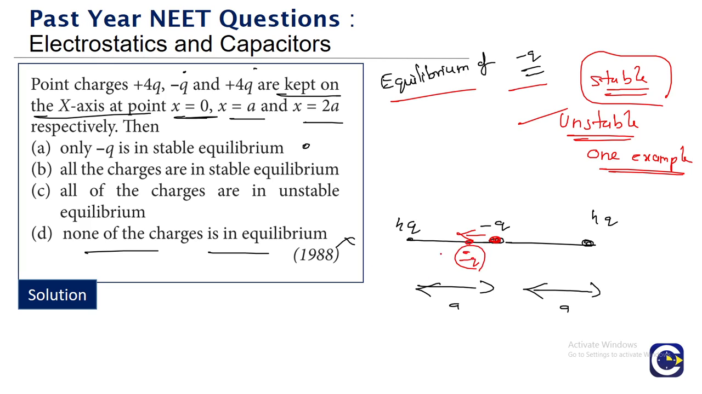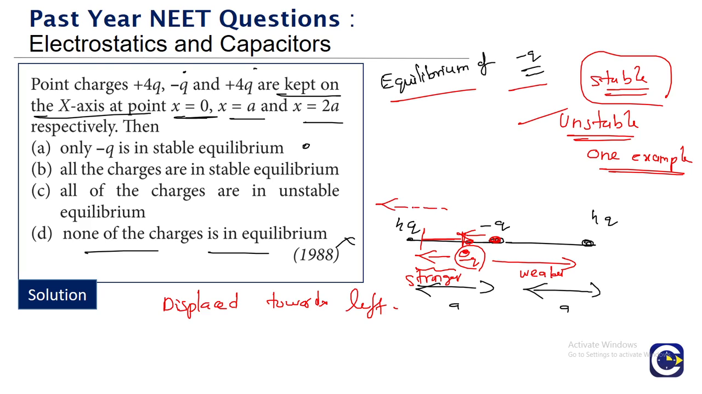This minus Q now is attracted by the 4Q. It is also attracted by the other 4Q, but it is closer here, right? So we have displaced it towards the left, and from here, look at this carefully. This is a shorter distance, so the force here will be what? Stronger force. Force on the other side will be weaker force because the distance is longer now. As a result, left side stronger force means what? It will keep moving towards the left side.